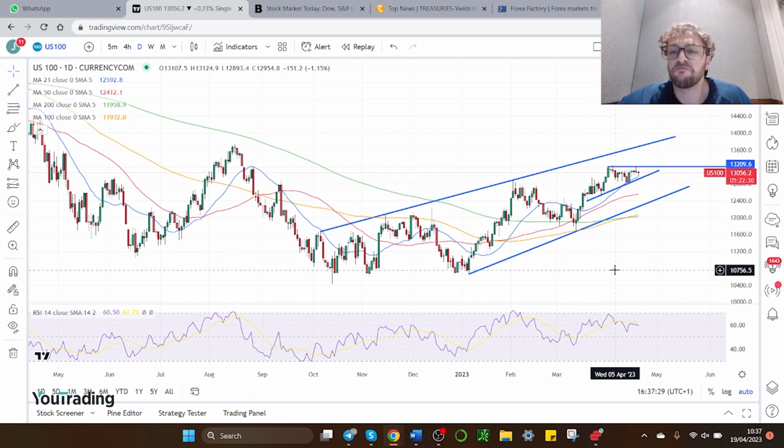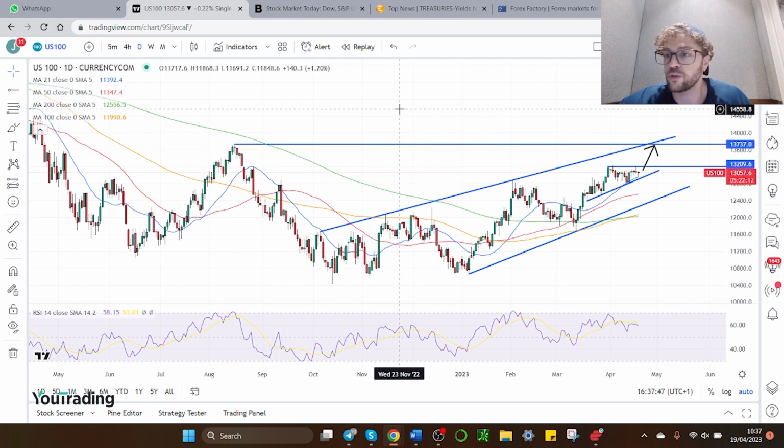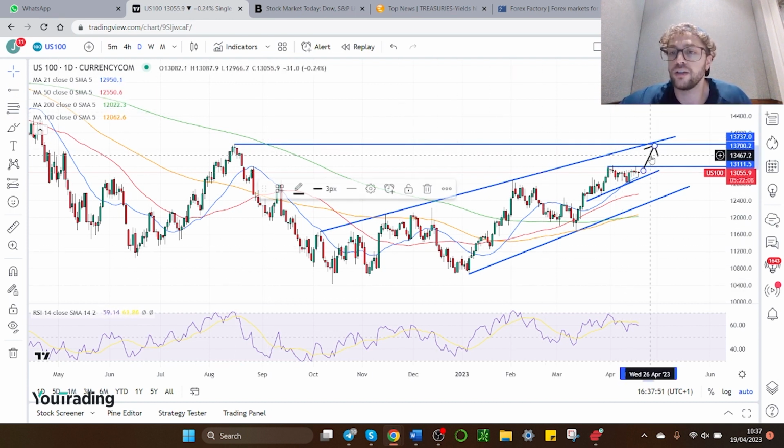So, I think the risks are tilted towards further upside within this trend channel, and we could see a break potentially above 13,200, which could open the door to a test of the high here from last August, which is around 13,700.